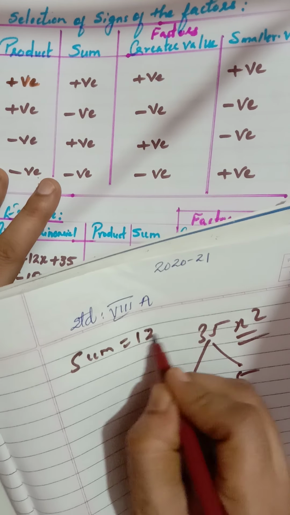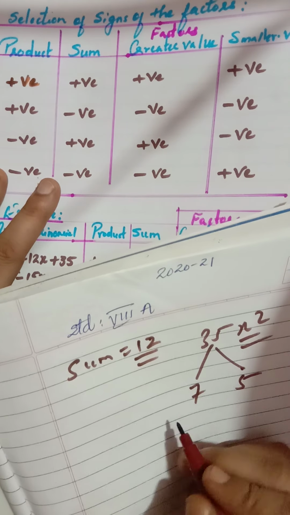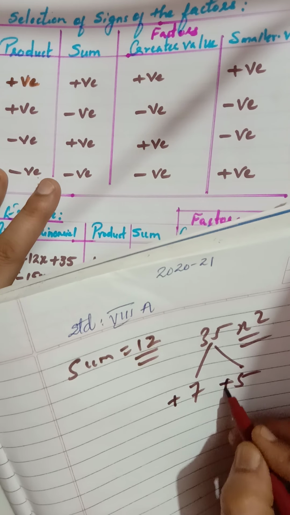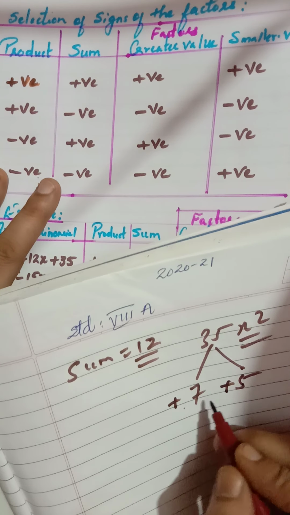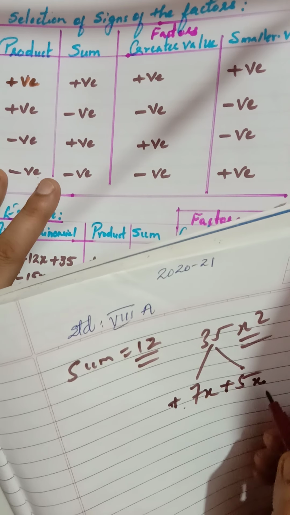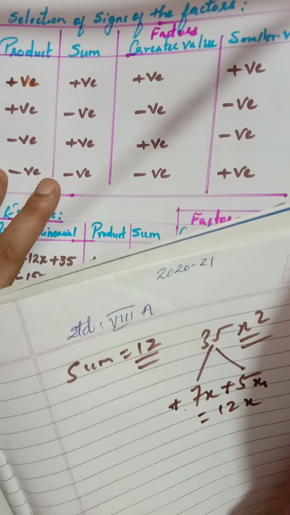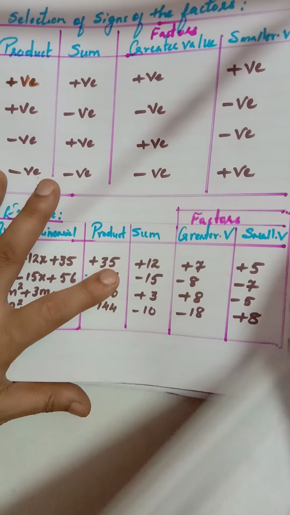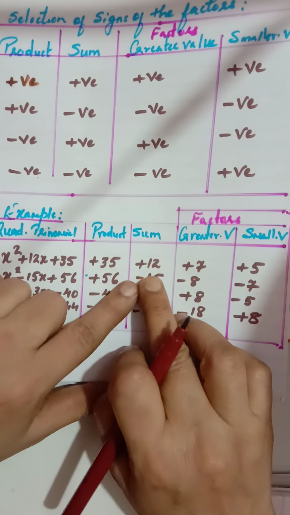Sum you should get 12. And how are you going to get 12? If you put plus 7 plus 5, so we can write here plus 7x plus 5x, that is equal to 12x. So now see children, the sum is 12.